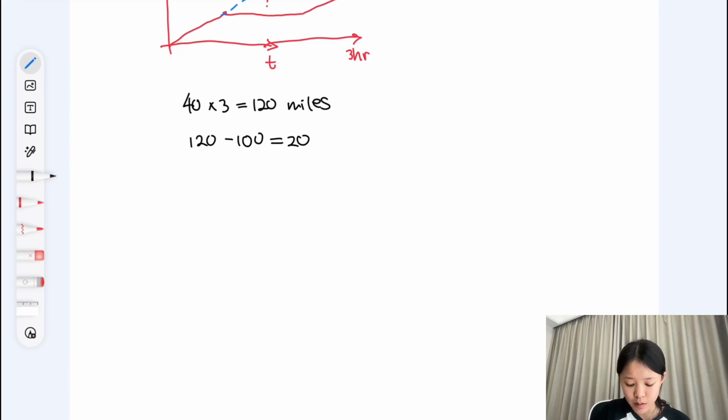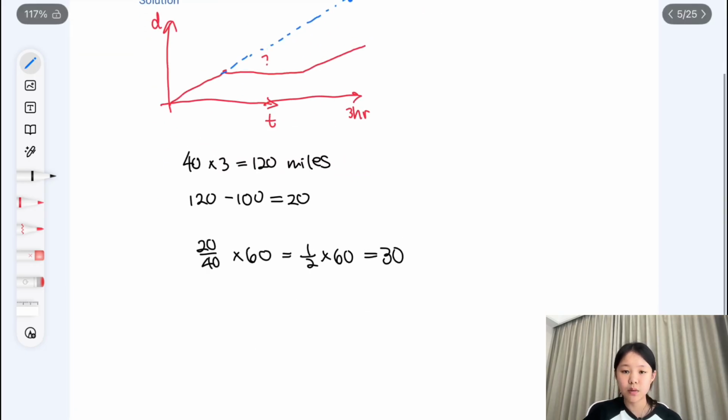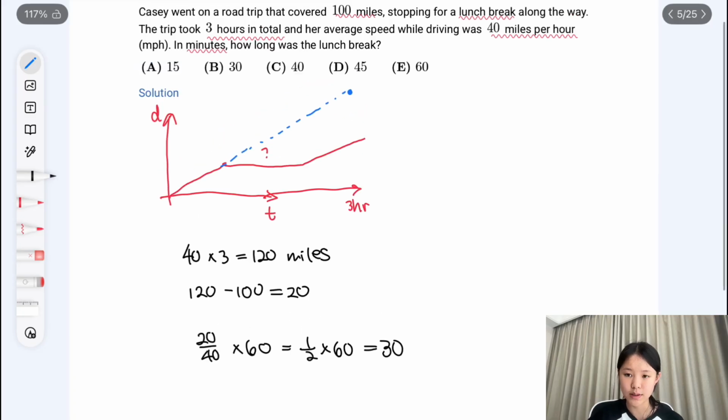And so because it's 20 miles that she didn't move, divided by 40 and then times 60, is the time that she was not moving for, which is half times 60, which we know is 30, right? So 30 minutes. So then we know that she was not moving for 30 minutes, and that was how long her lunch break was. Okay, so the next question.